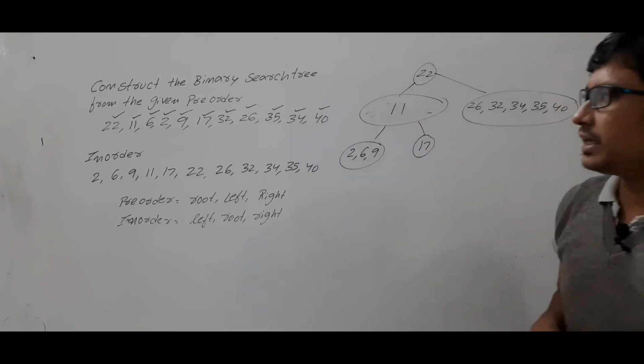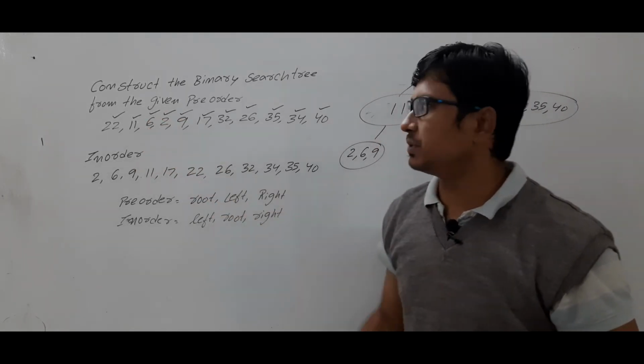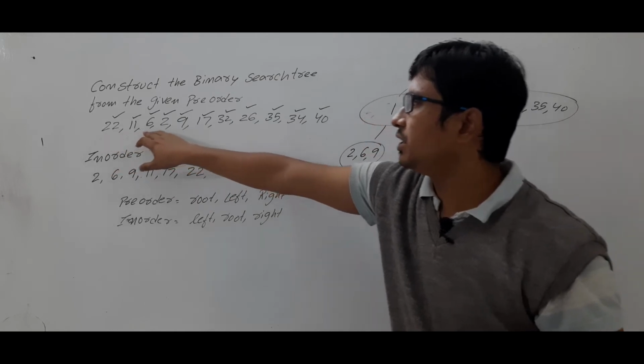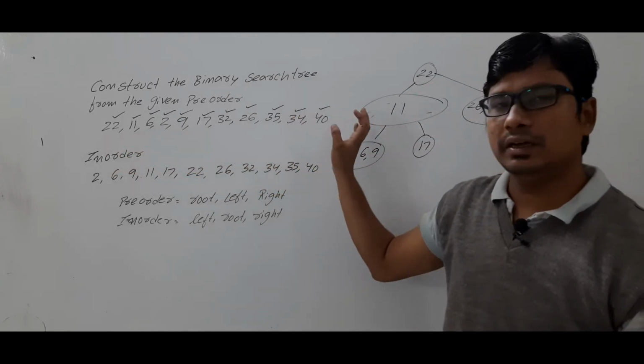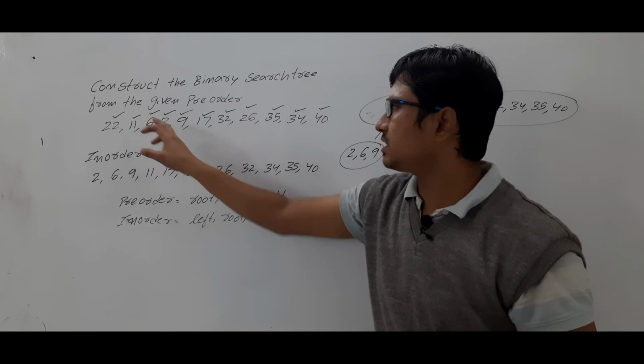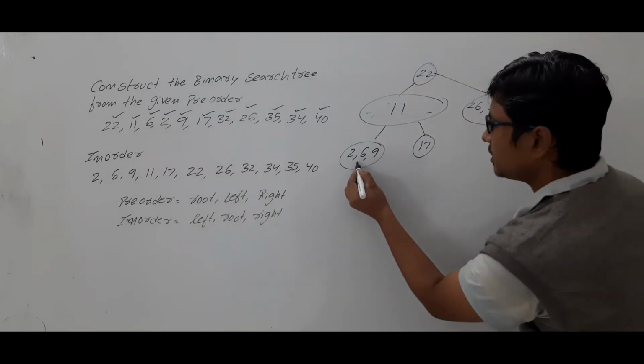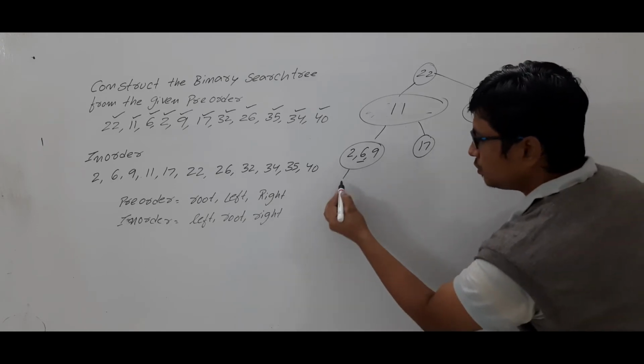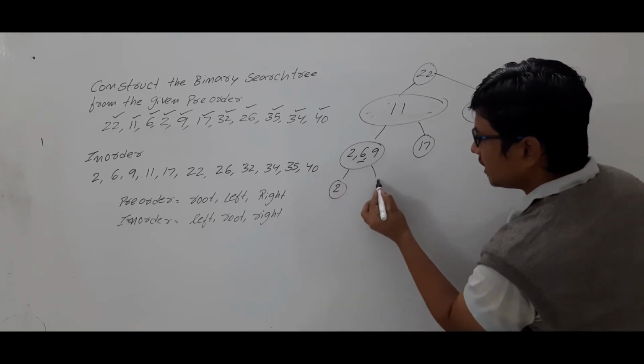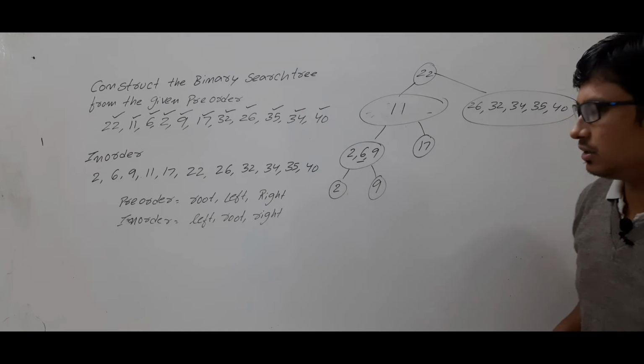Okay. Then the next element you need to scan is 6, because it is a pre-order. You need to scan from the left to right. So the next element is 6. Look at where is 6. 6 is here. So 6 will be the parent node and 2 will become the left child and 9 will become the right child. Okay.